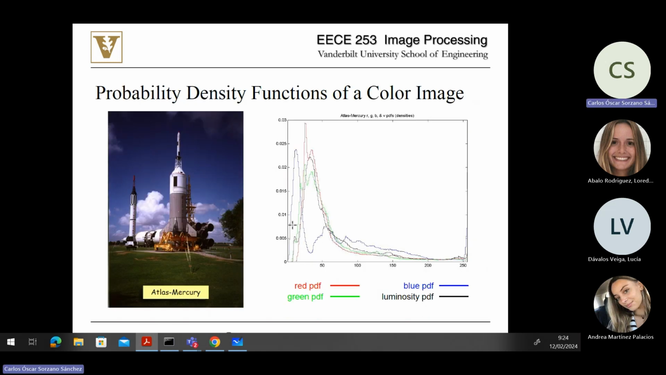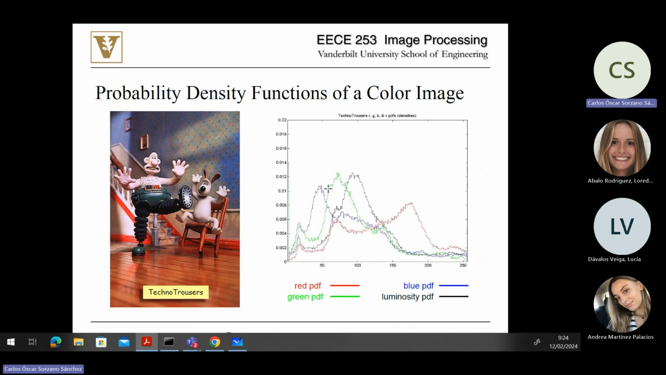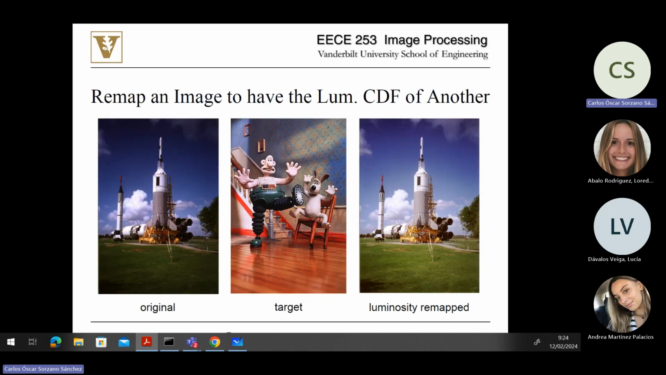Okay, so we can do the same with other images. So we have different PDFs for the different channels, for the luminance. And then we can have the CDF, one of them. And we can have the color image, another color image with different PDFs, different CDFs. And then we can do the following.